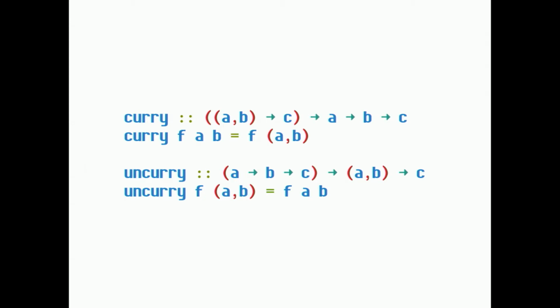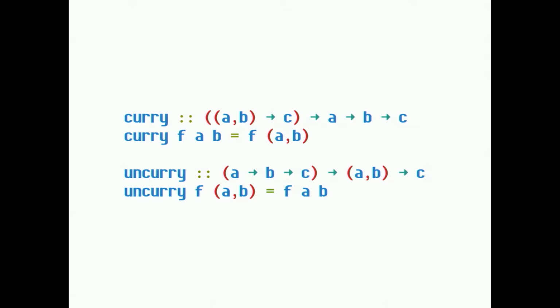So what we have is an isomorphism. That is, we have a one-to-one mapping between curried and uncurried functions. So curry takes a function that takes a pair of a and b and returns a c. And we can curry that to turn it into a function that takes an a and returns a function that takes a b and returns a c. So we can partially apply the curried function. And then uncurry goes the other way. We take this curried function that can be partially applied, and we turn that into a function that takes a pair and returns a c. So the implementation is pretty straightforward.